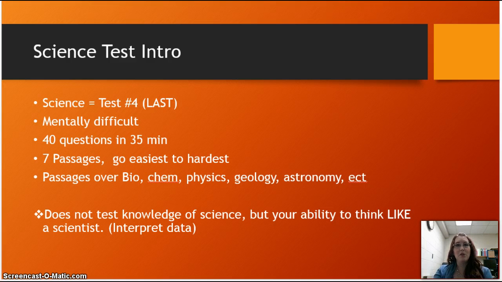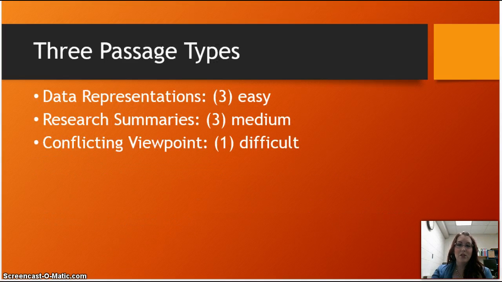It's all about data interpretation. They're going to show you experiments, graphs, and data tables, and all you have to do is interpret that data. You do not have to remember anything from your science classes, so that's pretty nice. Now, there are 7 passages, but here's how they break down. There are 3 types: data representations, research summaries, and conflicting viewpoints. There are 3 data reps, 3 research summaries, and 1 conflicting viewpoint. The conflicting viewpoint is the most difficult, and I'll show you why in just a second.